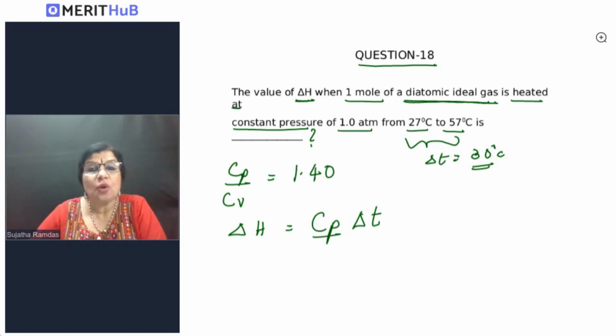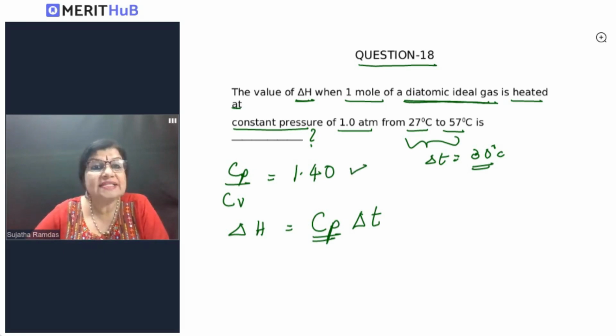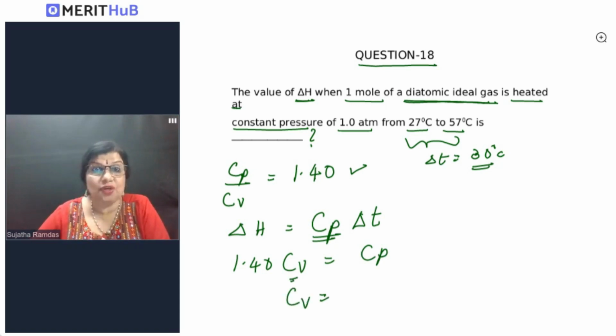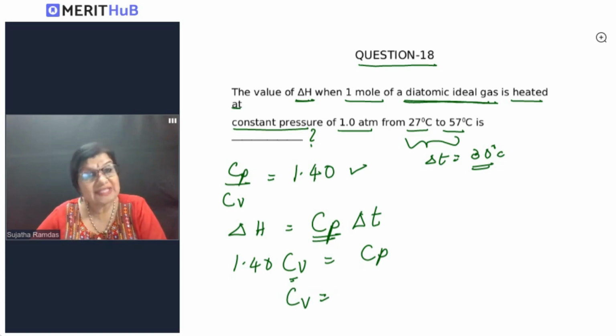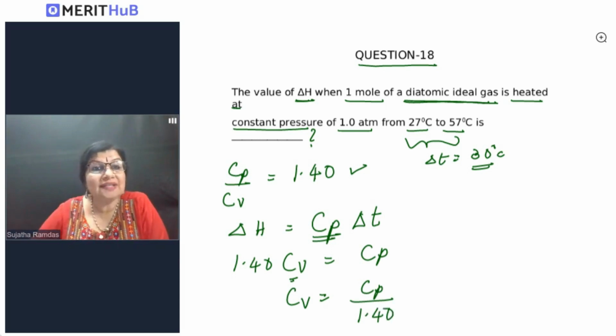So let's first find out what is Cp. That is why we brought in the ratio of Cp by Cv. You've learned one more formula which has to be used here. Okay, so let's modify this equation in terms of Cp. In other words, 1.40 into Cv is equal to Cp. Right? So now, what is Cv equal to? We've got to get Cv in terms of Cp and then substitute in another very important equation. So Cv is equal to Cp by 1.40.